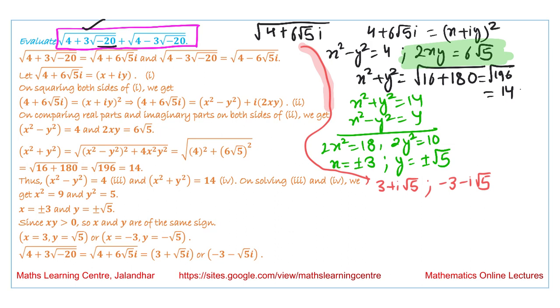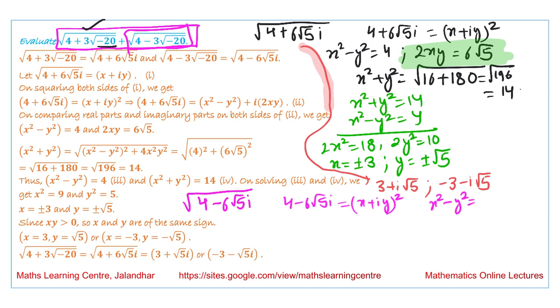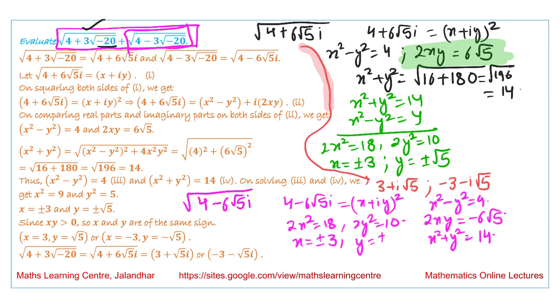Now coming to the second number, it is the square root of 4 minus 6 root 5 iota. So if we write this number, 4 minus 6 root 5 iota is equal to (x plus iota y) squared. We will have x square minus y square is 4, and we will have 2xy is equal to minus 6 root 5. We will have x square plus y square is equal to 14. We will have the value of 2x square is 18 and 2y square is 10. We will have x is equal to plus minus 3. We will have y is equal to plus minus root 5.